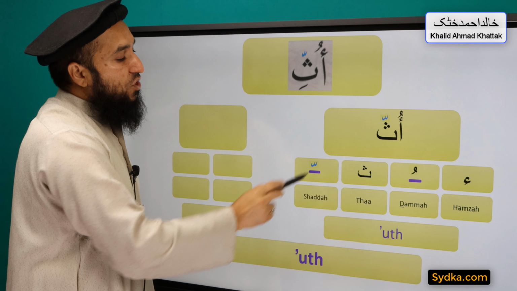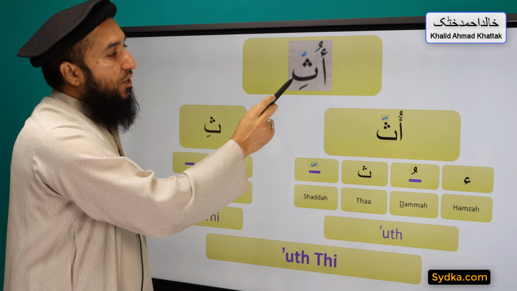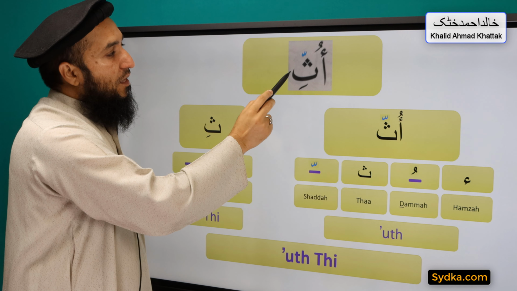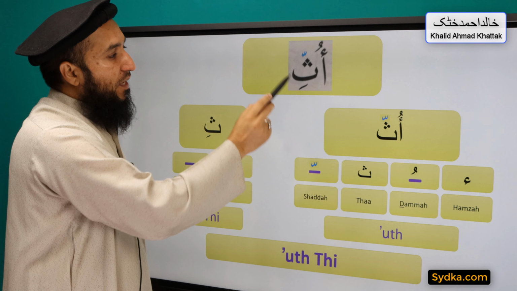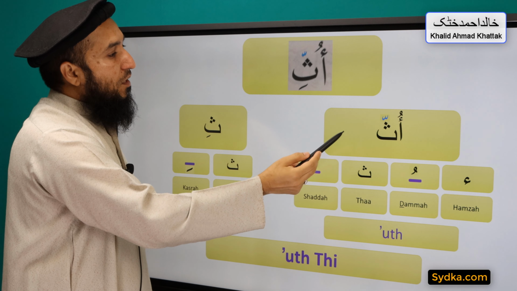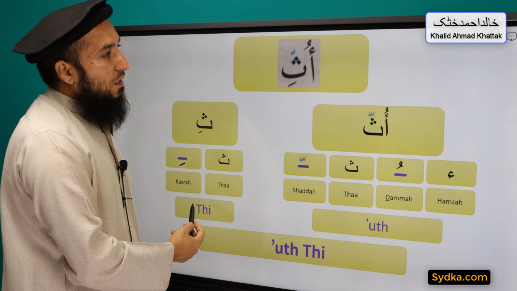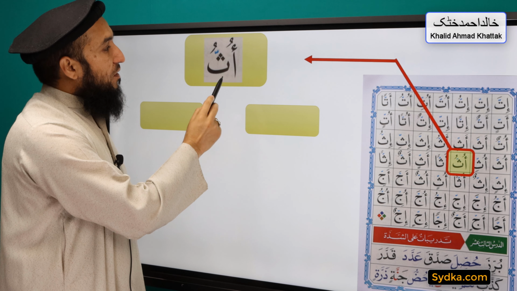The second syllable we have is tha, kasra, thi. Tha is a light letter, it has kasra underneath and it is prolonged for one count. Tha, kasra, thi. Combining both syllables together, we have uthi, uthi, uthi.